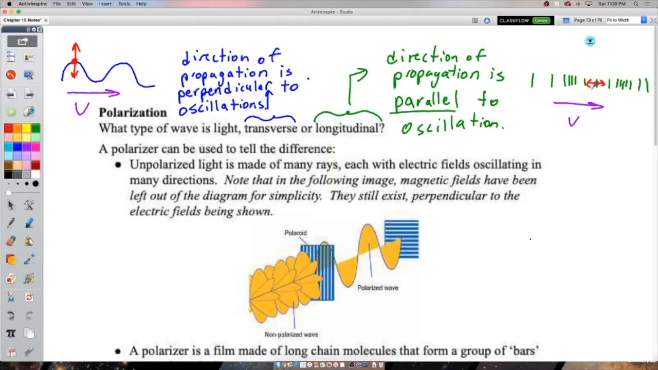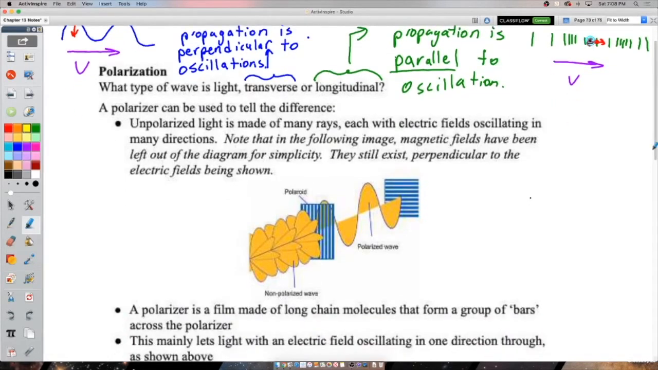So how can we figure it out with light? Well, something that we can do to light tells us it must be a transverse wave, okay? So we can use something called a polarizer. Now we briefly mentioned this before, but if it's unpolarized, it's essentially oscillating in all directions, or at least in more than one direction, okay? So unpolarized light is made of many rays, each with electric fields oscillating in many directions, okay?